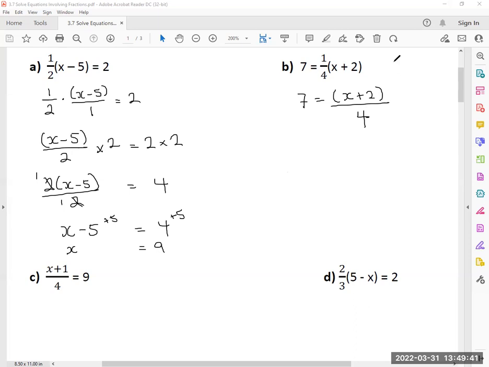Okay, but I do see it as a division of 4, not just a denominator. Think about it as a division of 4. How do you get rid of a division of 4? I'm going to multiply both sides by 4. The left side becomes 28. The right side becomes just plus 2, which I don't need the brackets for because you multiply.